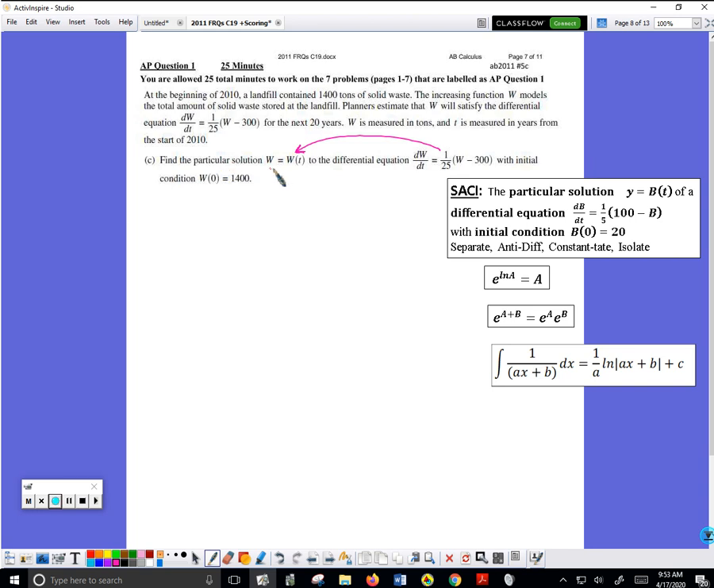Because I'm being asked to find the solution to a differential equation, I have to use the SASE method. Notice the box on the golden notes is nearly word for word the same thing. The particular solution, in our problem, it's not this, it's W equals W of t, of a differential equation, and then instead of this, we have our dW over dt equation with initial condition. Instead of this, we have W of 0 equals 1400.